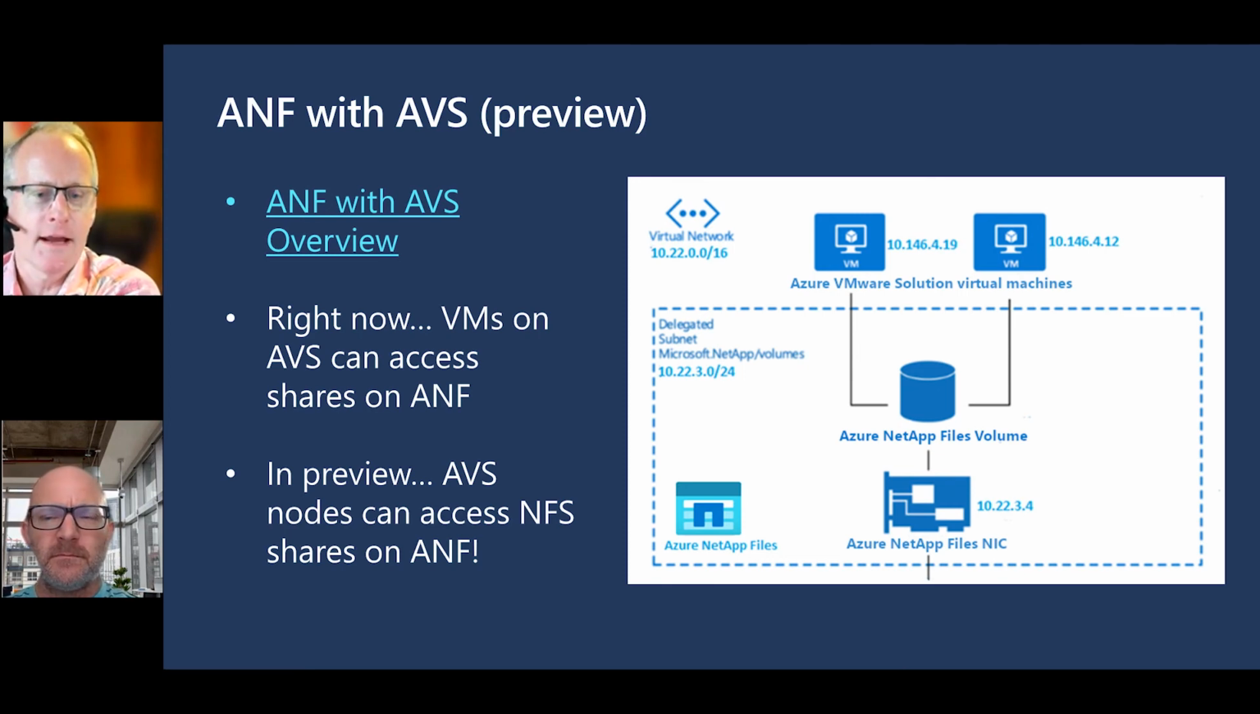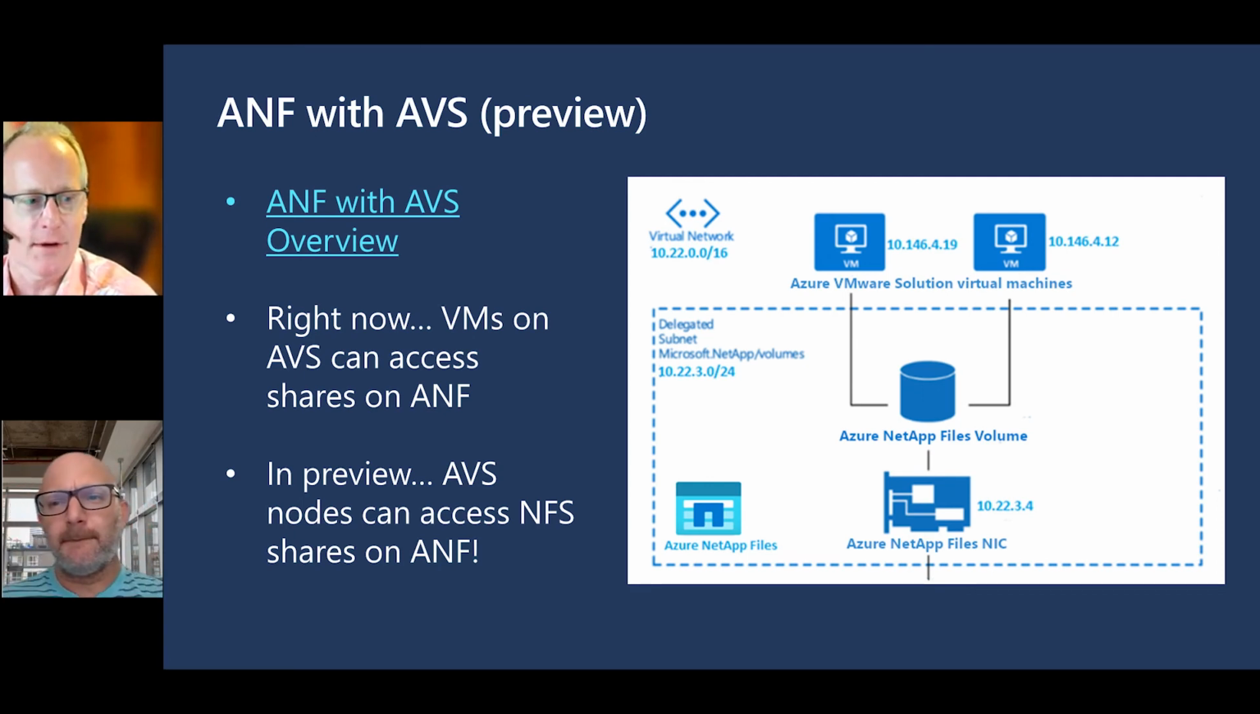Cool. And I guess the other thing is some of the documentation points to the fact that I can access ANF in my VMs. So I can go to an NFS share or an SMB share and get to it through the router. The thing that's in preview is really having the AVS nodes access the NFS shares as a store, which is really the valuable piece. So I can do a lot of cool VMDKification right there.